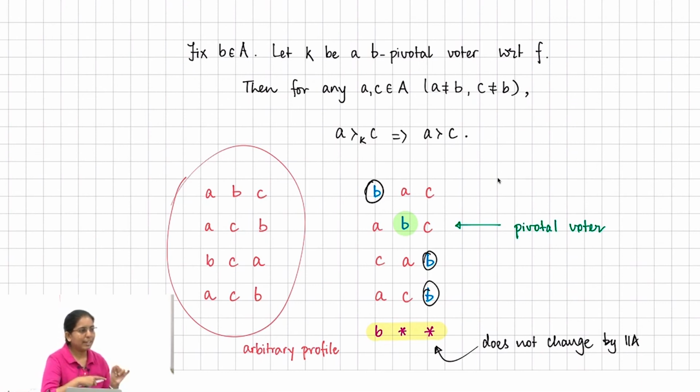Will it output A ahead of B or will it output B ahead of A? A ahead of B, right? Because B was at the bottom there. So in particular, A was ahead of B there. And by IIA, the mechanism is forced to respect the same ordering. So A is ranked ahead of B here as well.